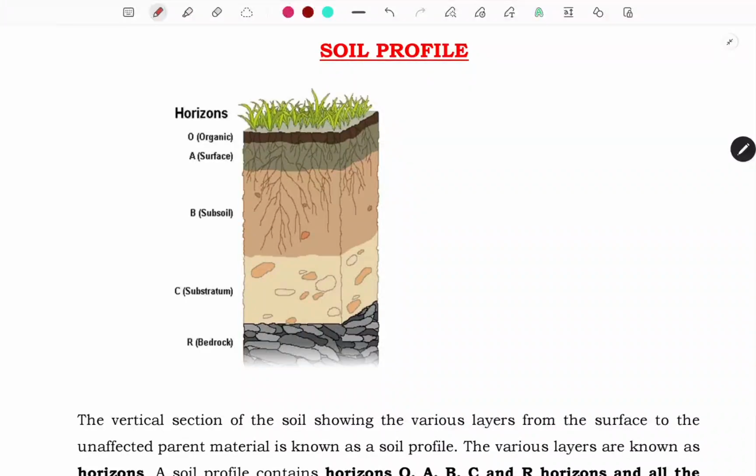The next topic is soil profile. You can see the image here. Soil has different layers. The first and the topmost layer is the organic layer. It's the uppermost part.